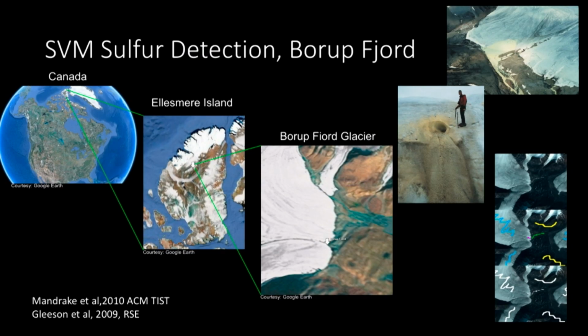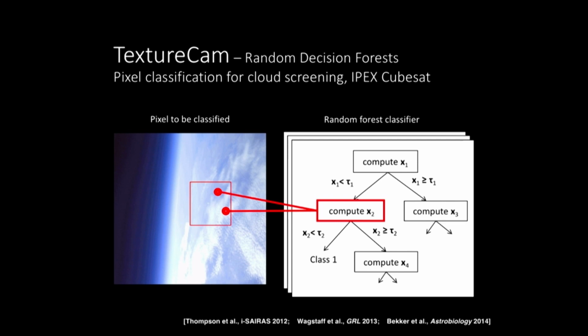One of the most powerful demonstrations of this technology was to detect sulfur at Fjord, which is in the northern area of Canada. This is actually very similar to sulfur that we might see on an icy moon, like Europa. And that sulfur might be indicative of an ecosystem which could support life. So that's very exciting.